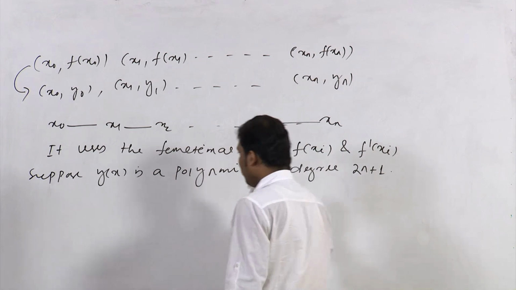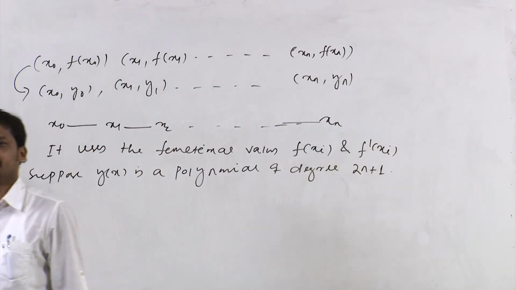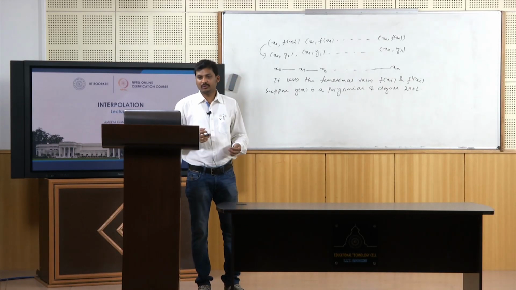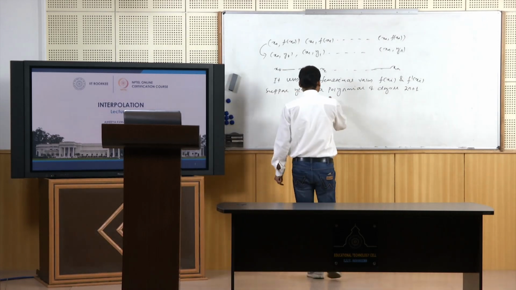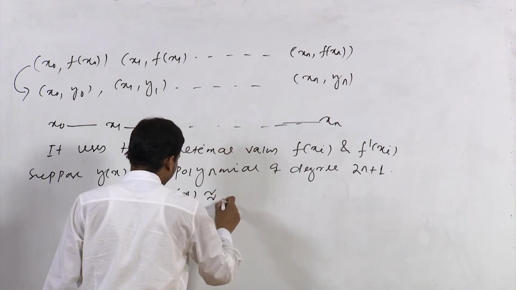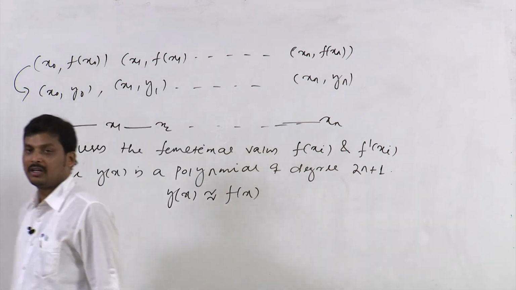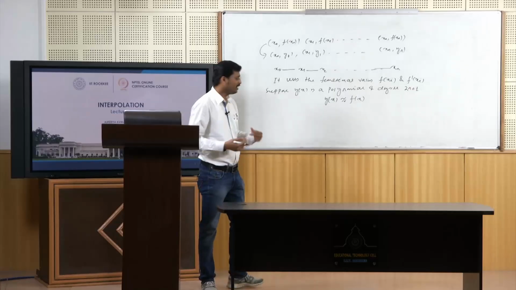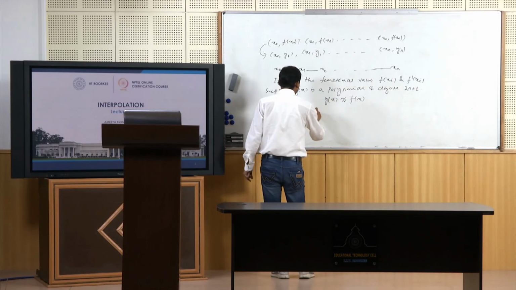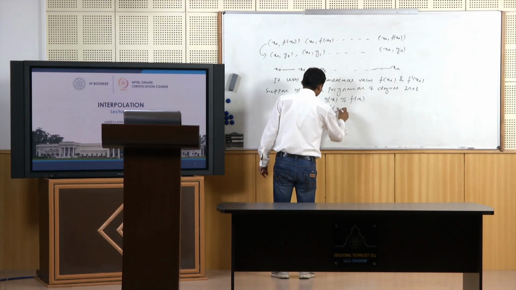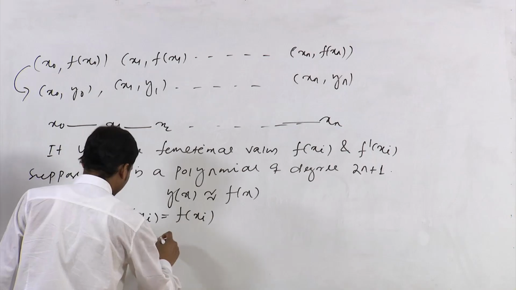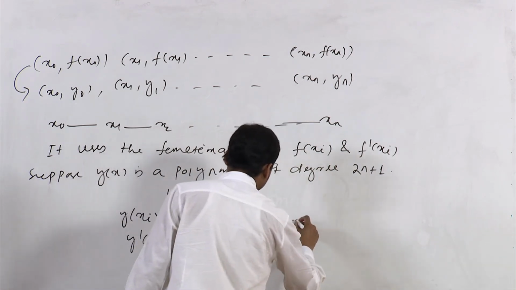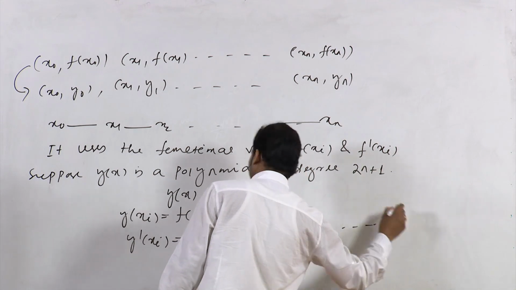Since the polynomial is determined by 2n plus 2 conditions here, y of x is a polynomial of degree 2n plus 1 which approximates this function f of x at the nodal points x0, x1 to xn. Then definitely we can write y of xi equals f of xi, and y dash of xi equals f dash of xi, for i equals 0, 1, 2 up to n here.